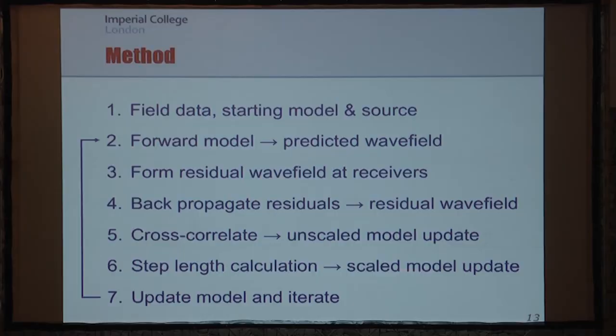a reasonably good answer. So where does all the money go? The money goes in the forward modelling, in the back propagating of the residuals, and in the step length calculation. Each of those steps costs about the same in computational effort. So this involves propagating all the sources forward through the model. This involves propagating all the receivers basically back through the model, and this typically involves propagating all the sources through a new modified model.